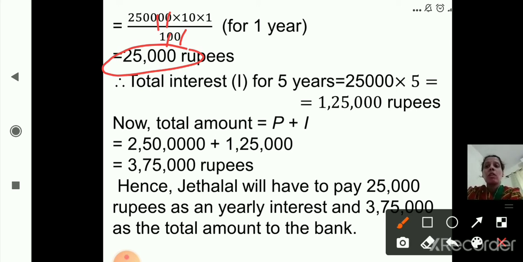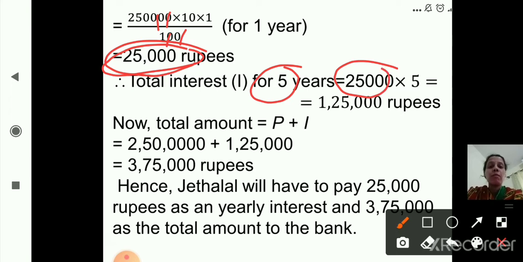Now we will find the total interest for 5 years, because it is given T is equal to 5 years. This is for 1 year: 25,000 rupees is the interest for 1 year. Now for 5 years, how will we find it? For 5 years is equal to 25,000 multiplied by 5. Why multiply by 5? Because if the interest for 1 year is 25,000, then for 5 years it is 25,000 multiplied by 5. The answer is 1,25,000 rupees. This is the total interest for 5 years, that is 1,25,000 rupees.